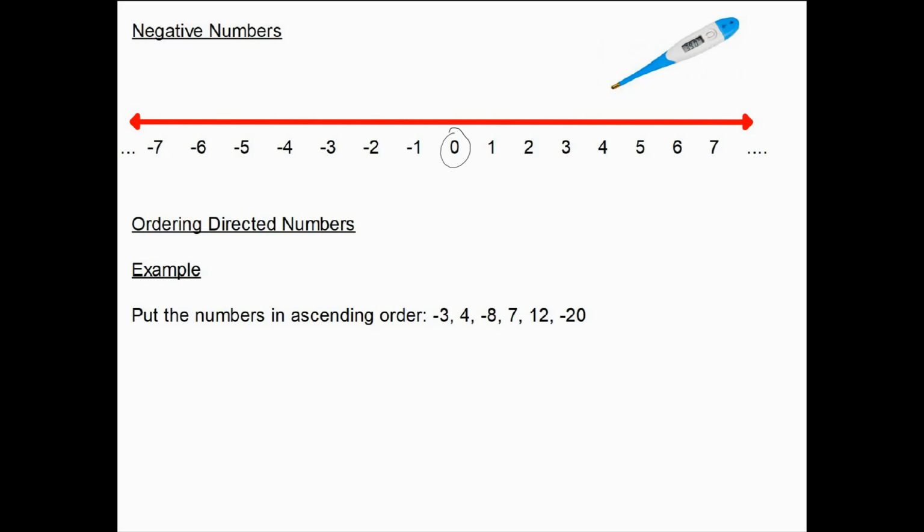looks. So the numbers that are more negative we consider to be smaller on the left of the number line, and the numbers that are more positive are going to the right. To put the numbers in ascending order, we need to remember that ascending means smallest to biggest.